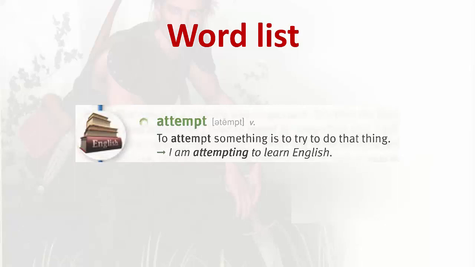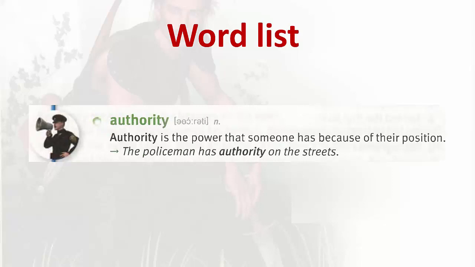Attempt. To attempt something is to try to do that thing. I am attempting to learn English. Authority. Authority is the power that someone has because of their position. The policeman has authority on the streets.